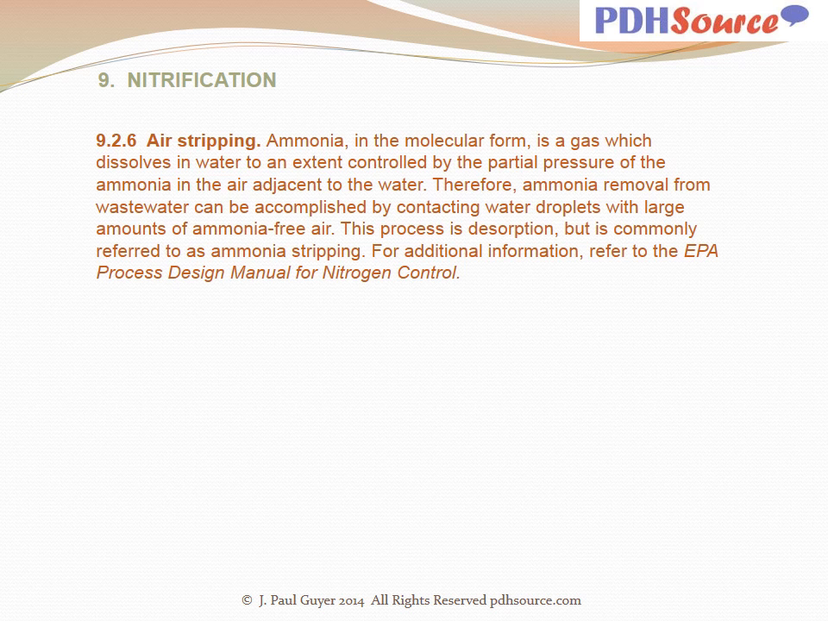Ammonia in the molecular form is a gas which dissolves in water to an extent controlled by the partial pressure of the ammonia in the air adjacent to the water. Therefore, ammonia removal from wastewater can be accomplished by contacting water droplets with large amounts of ammonia-free air. This process is desorption, but is commonly referred to as ammonia stripping. For additional information, refer to the EPA Process Design Manual for Nitrogen Control.